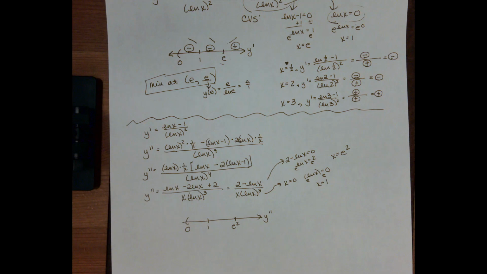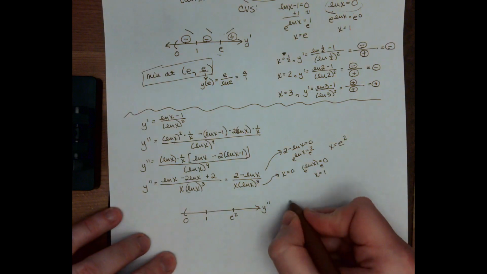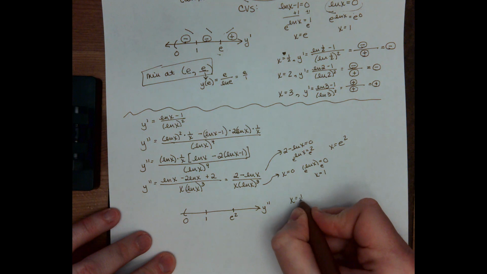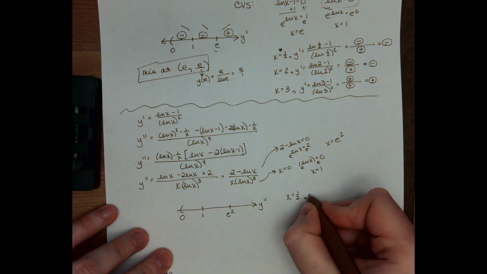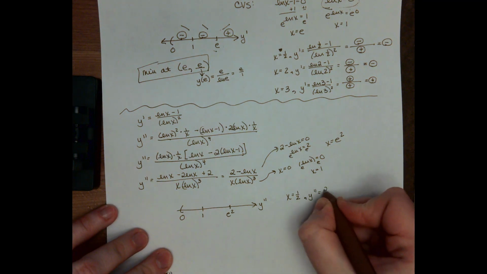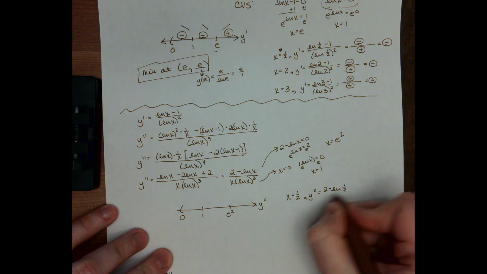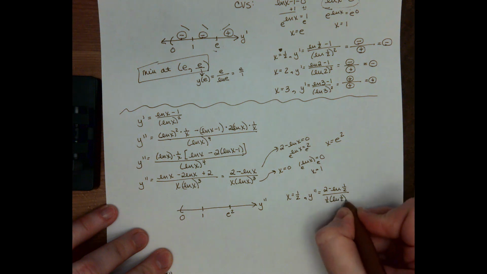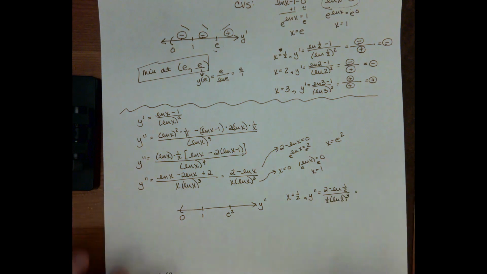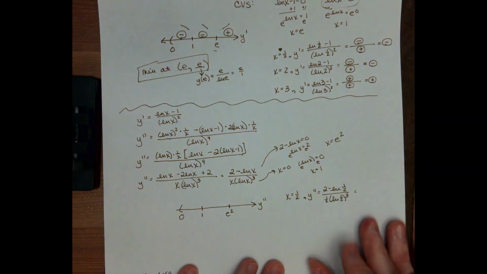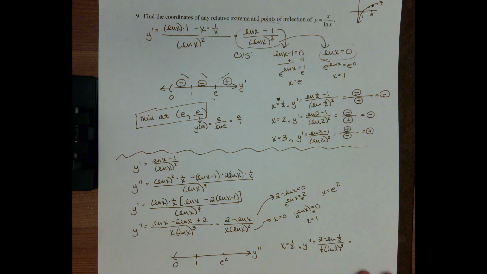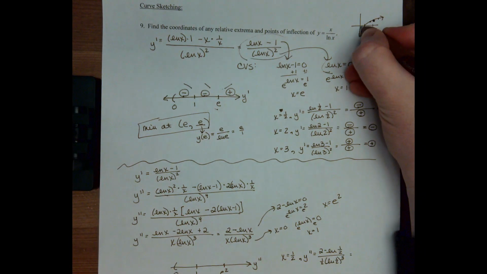I'm going to plug in a half to my second derivative. That's going to give me 2 minus the natural log of a half over a half times the natural log of a half cubed. Okay, for starters, is the natural log of a half positive or negative? I think that should be negative. You are looking at the graph over here. Natural log of a half, some sort of negative number.